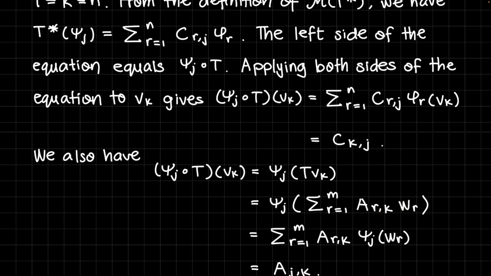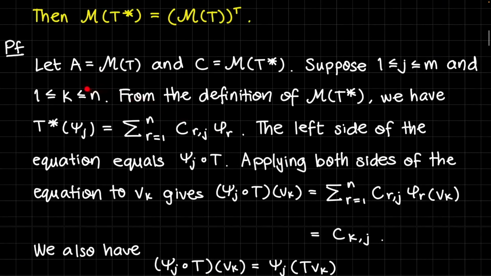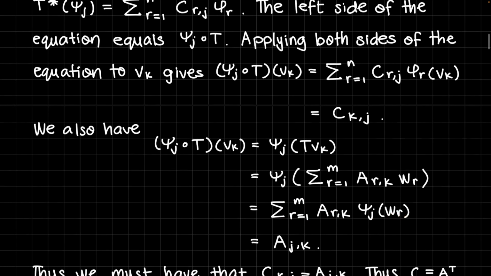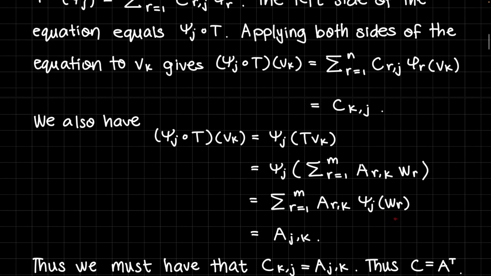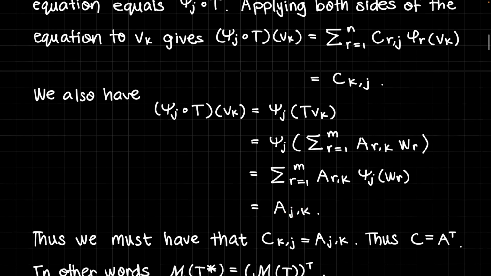So a_rk is the rkth entry of the matrix of T with respect to the bases we have, and we know the matrix of T is A. So a_rk is the rkth entry. Psi_j is a linear map, so you can pull the sum and the a_rk, which are constants, outside. So the sum from r equals 1 to m of a_rk psi_j(w_r), and similar to before, from the definition of the dual basis with respect to W, the only surviving index is the one for which j equals r. So the only surviving term will be a_jk.